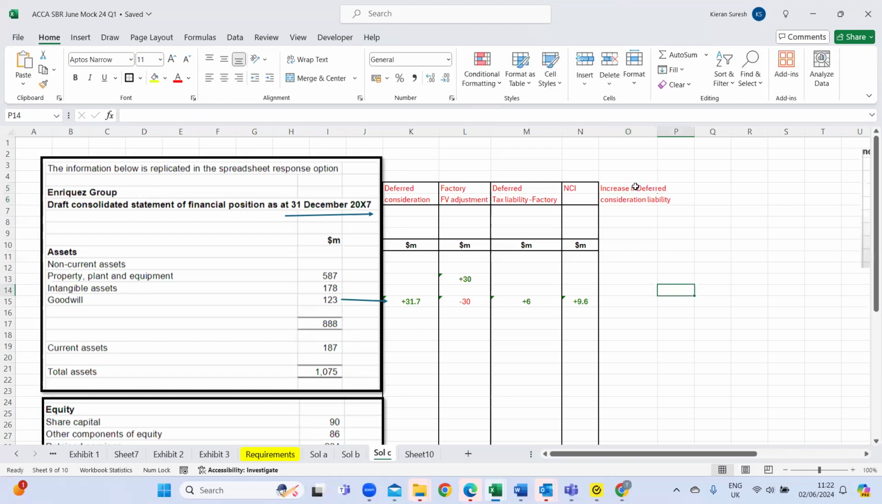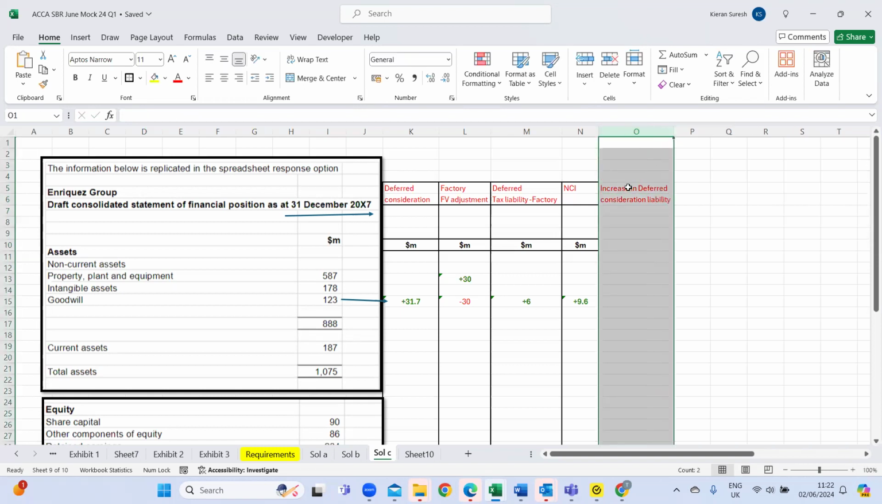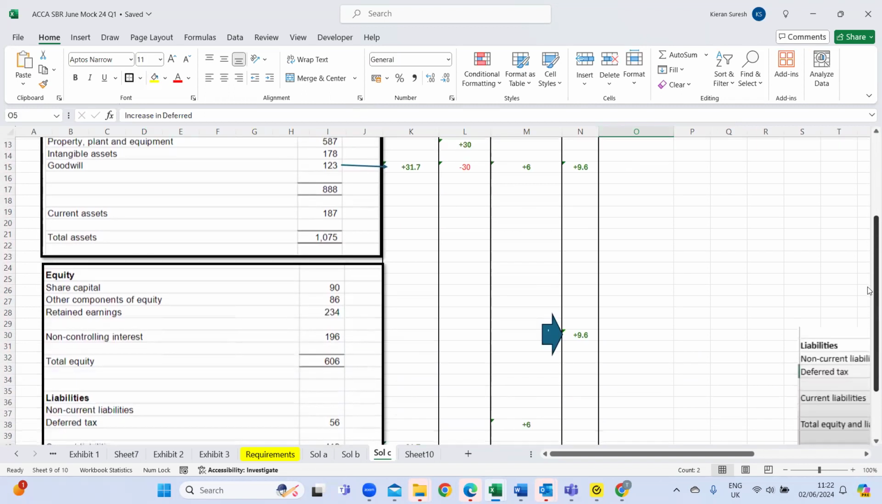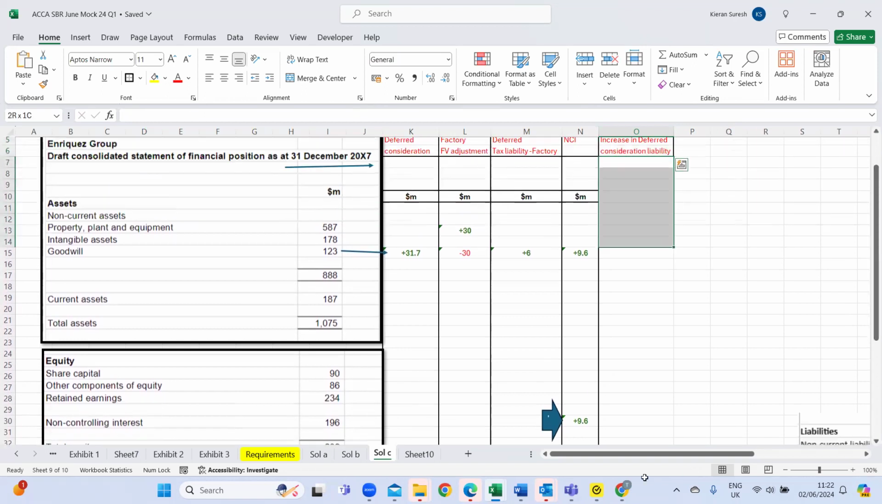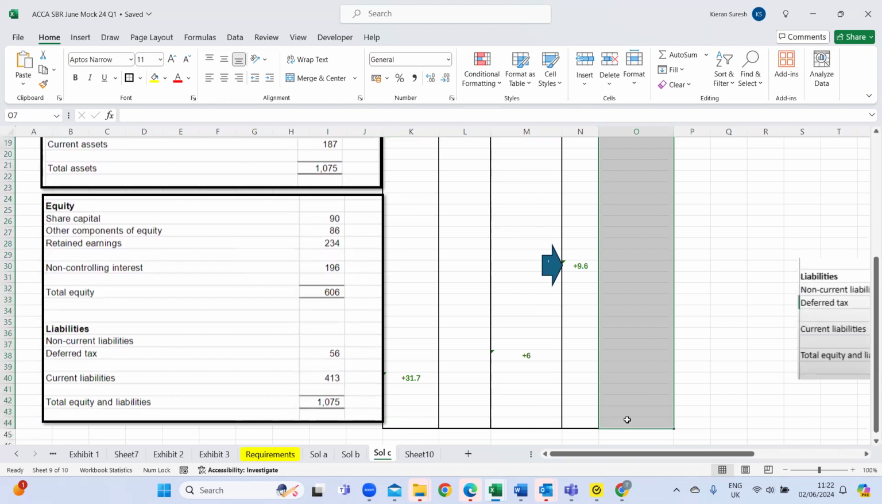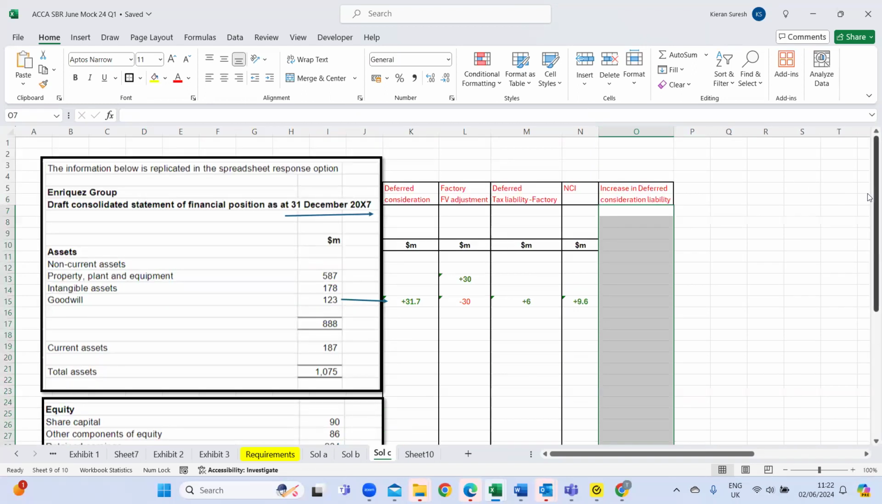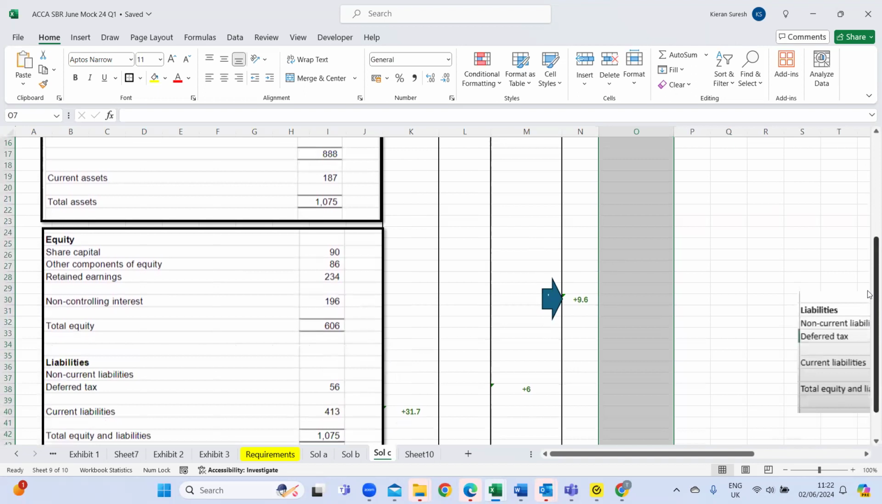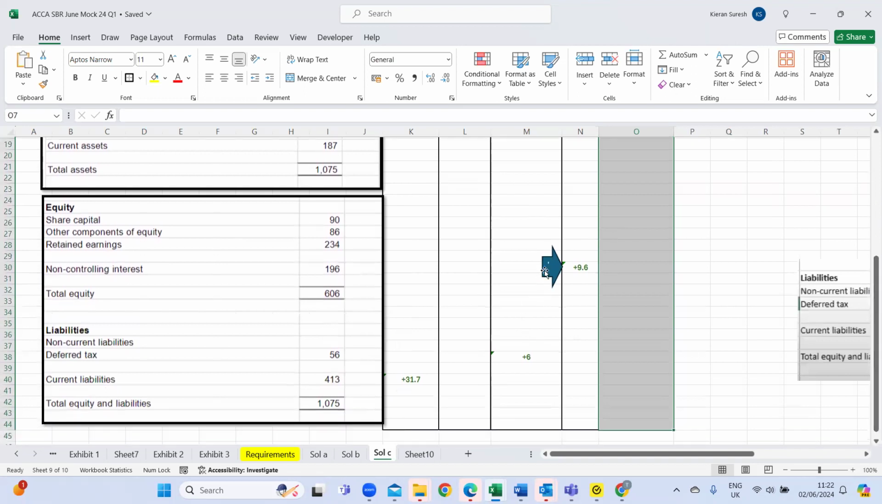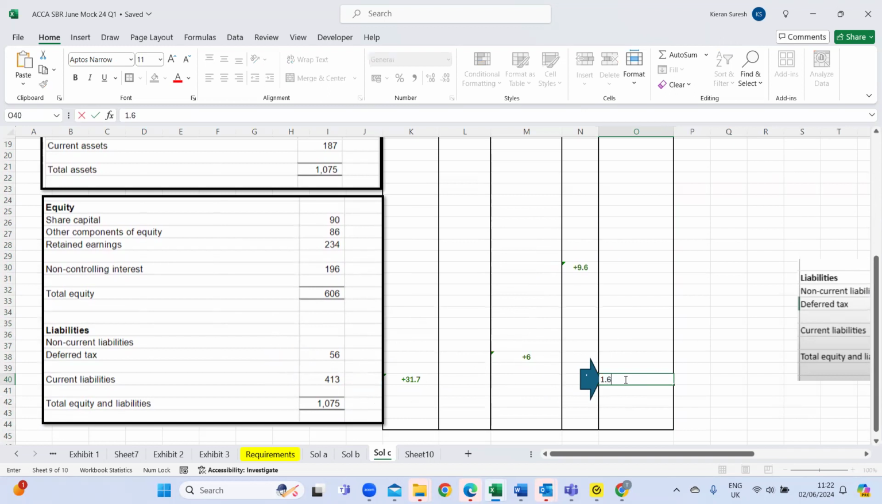So how am I going to increase the deferred consideration liability here? Let's get the deferred consideration liability column here, right? We already had deferred consideration, which was within this number because it was a current liability. Under that, in the last column, it needs to be increased by 1.6.